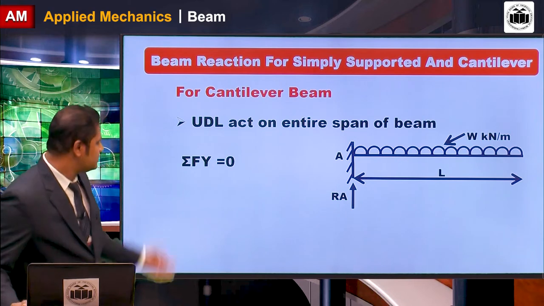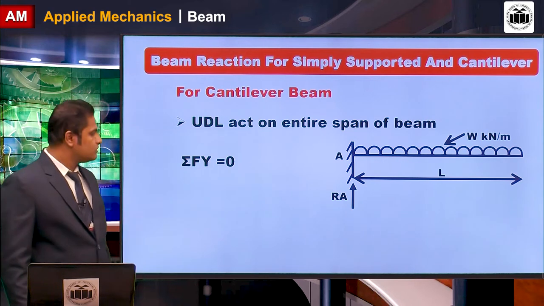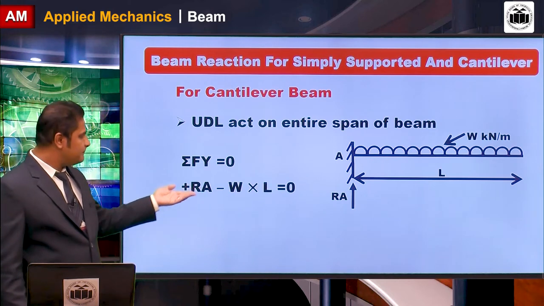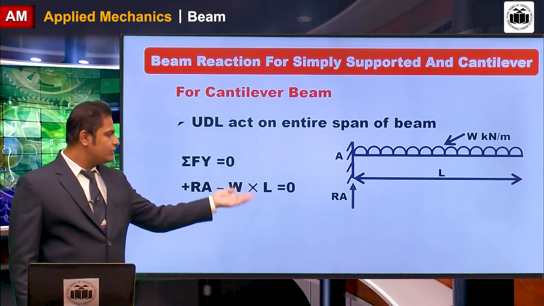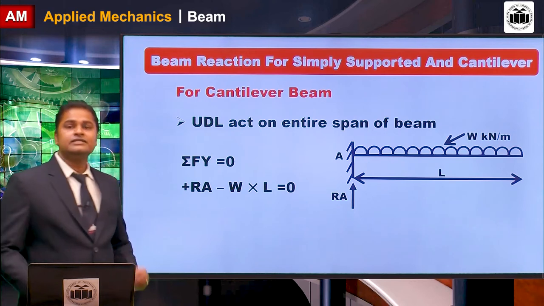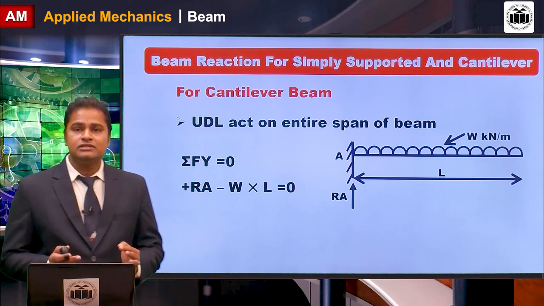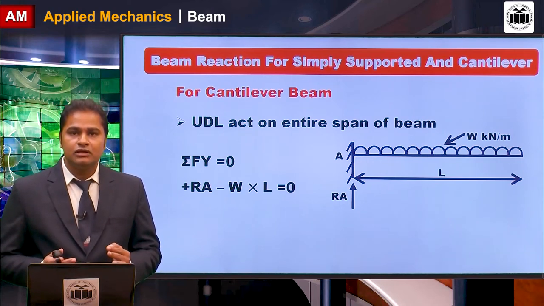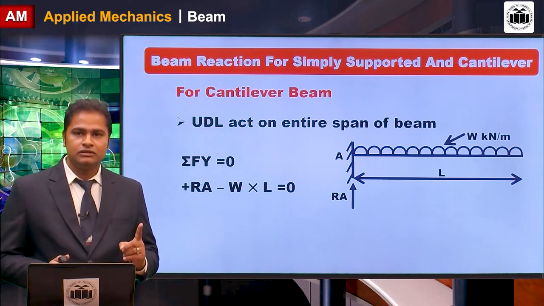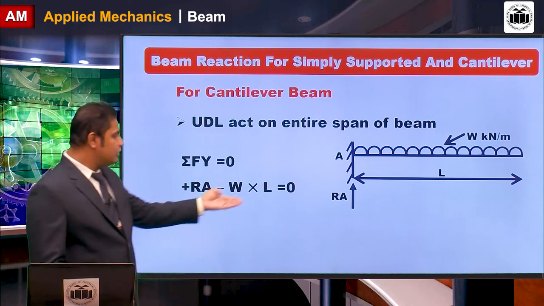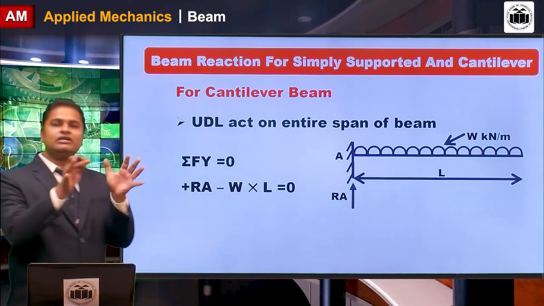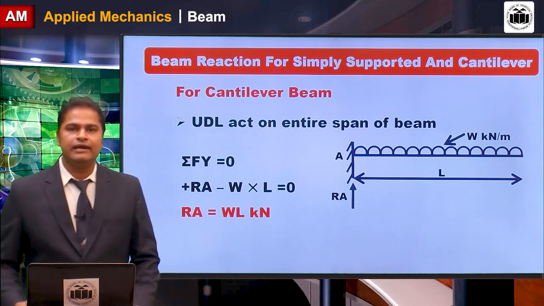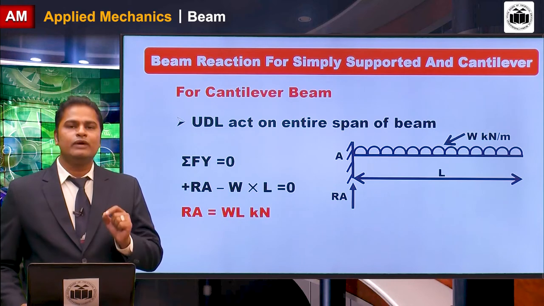Similarly, you have to take the summation of Fy equal to 0. Then, first of all, positive RA minus W into L equal to 0. It is a UDL, and UDL is in kilonewton per meter, which means the intensity W is per meter. That's why we have to take W into L, which means the total load, equal to 0. Then the value of RA equals W into L.